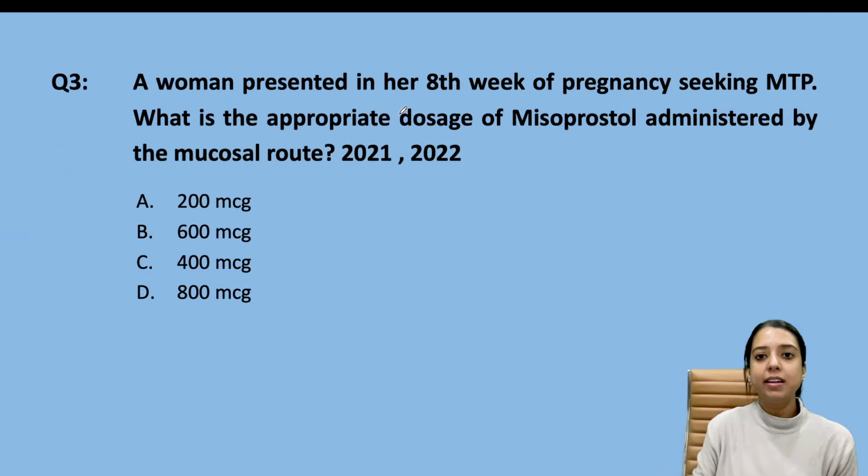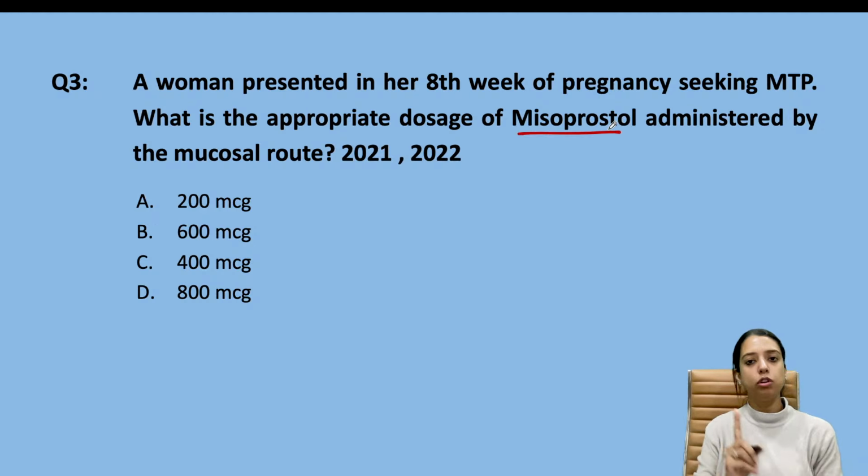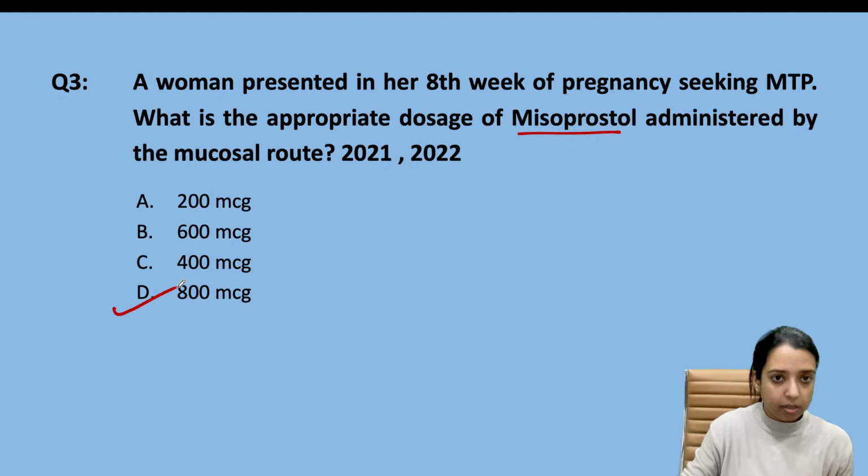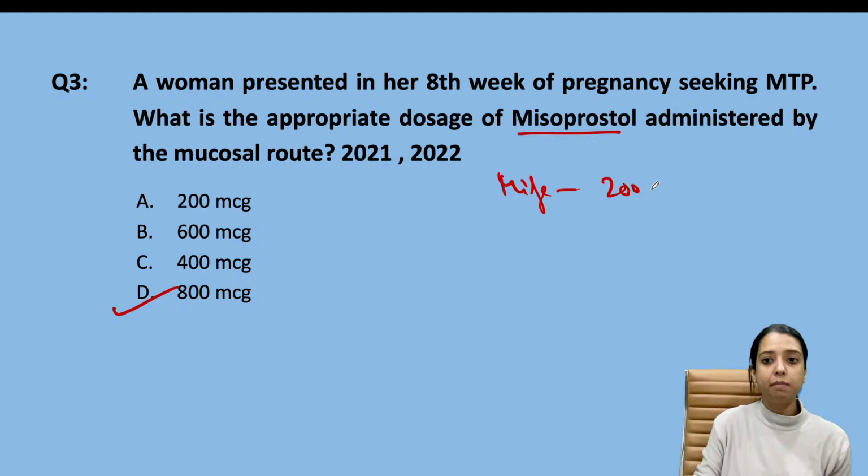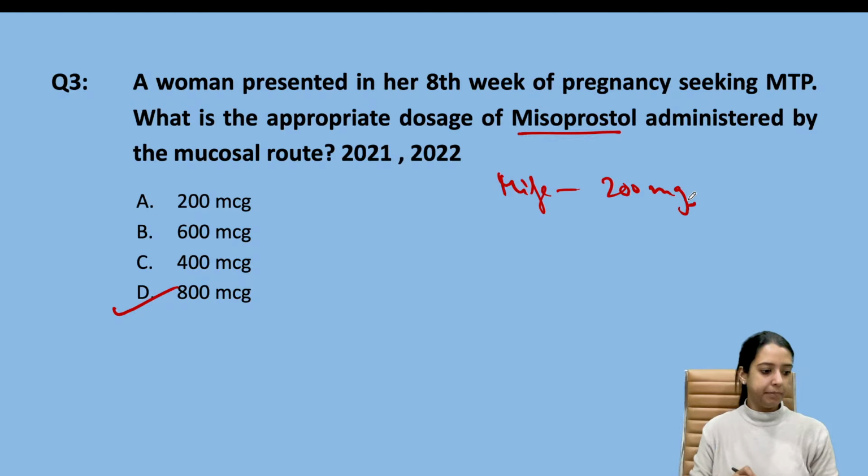A woman presented in her 8th week for MTP. What is the dose of misoprostol? I told you, remember the dose. What is the dose of misoprostol? 800 mcg. What is the dose of mifepristone? 200 milligram. ठीक है?